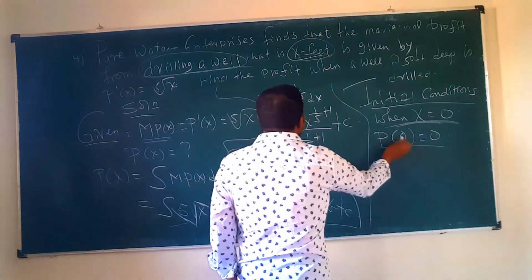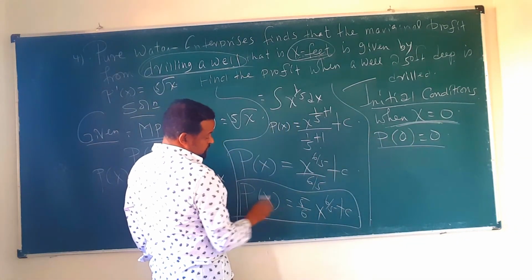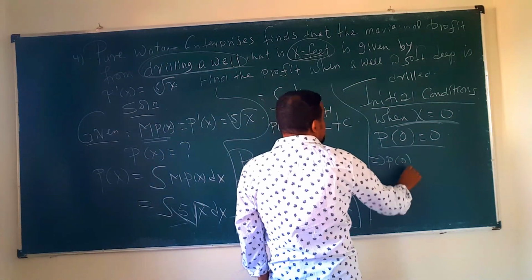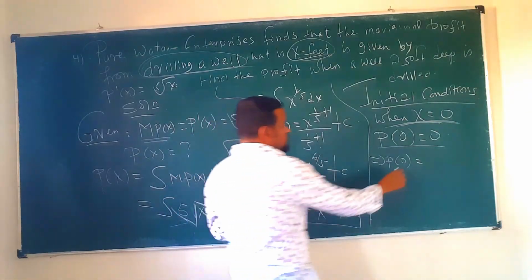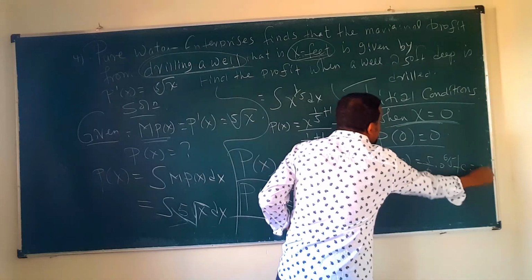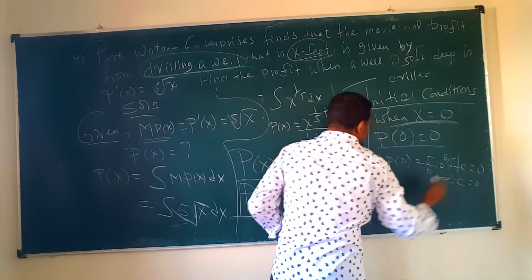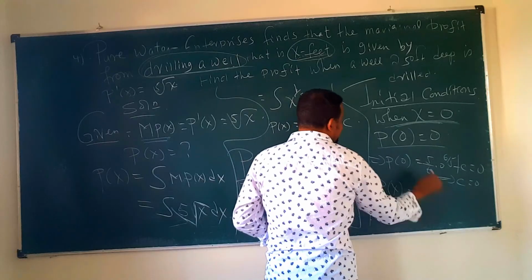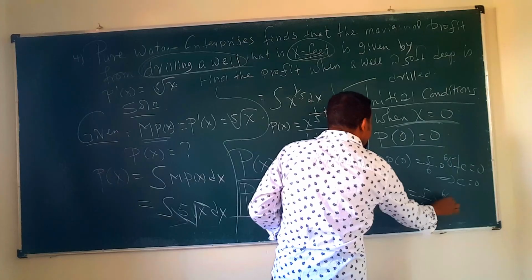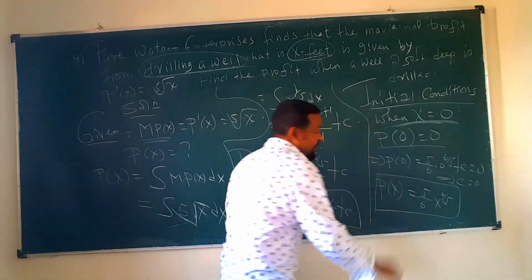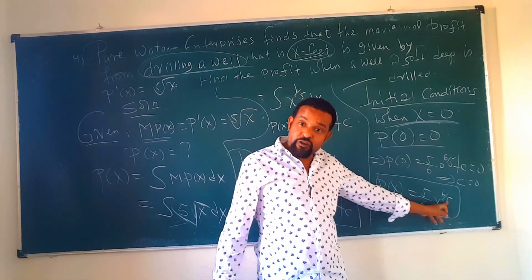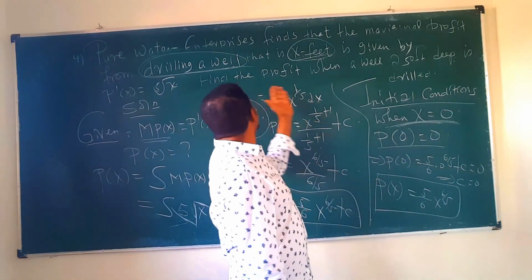So you put this 0 in place of x. Since P of x is equal to this, P of 0 is equal to 5 over 6 times 0 to the power of 6 over 5 plus c, and that should be 0, so automatically c is 0. So the profit function P of x is 5 over 6 x to the power of 6 over 5. We have found the profit function, 5 over 6 times x to the power of 6 over 5.